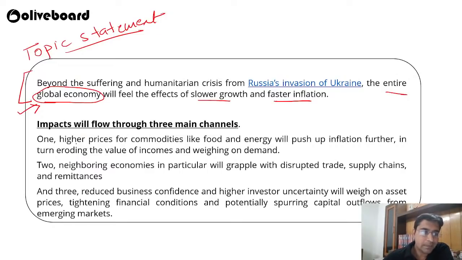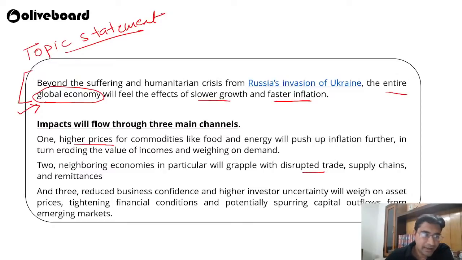First of all, higher prices. Prices of commodities are rising. Because of that, inflation is rising throughout the world, and the value of people's income has been eroding, because people are paying much more for the actual product. Then two, the neighboring economies are grappled with disrupted trade, supply chains and remittance.